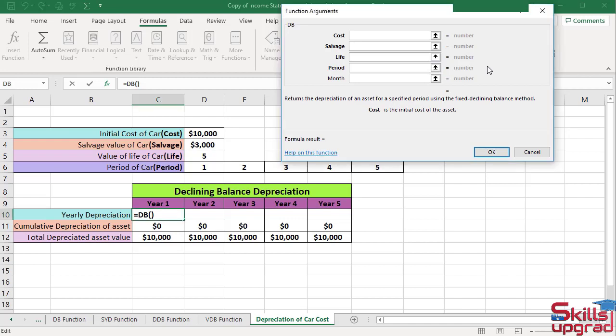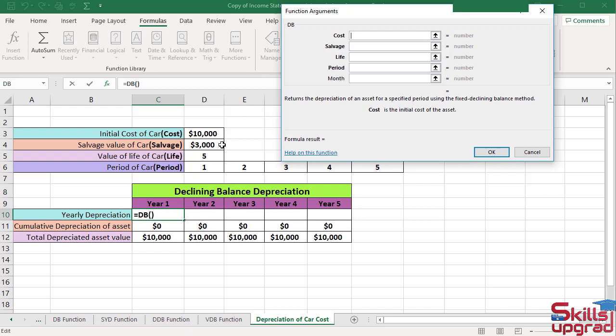Microsoft Excel has 5 depreciation functions. I use the declining balance function to calculate the depreciation of a car. Suppose I have purchased a car, its price is $10,000.